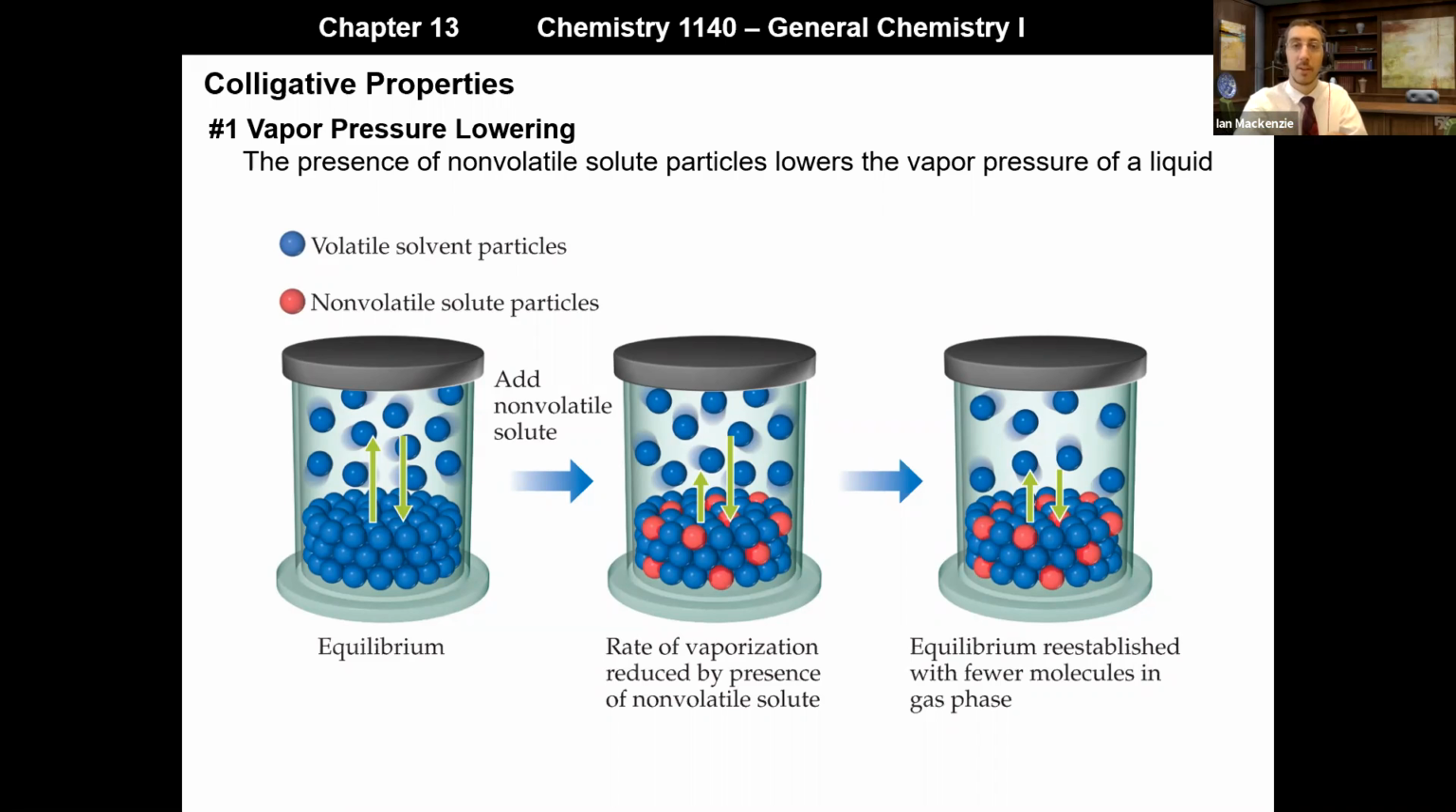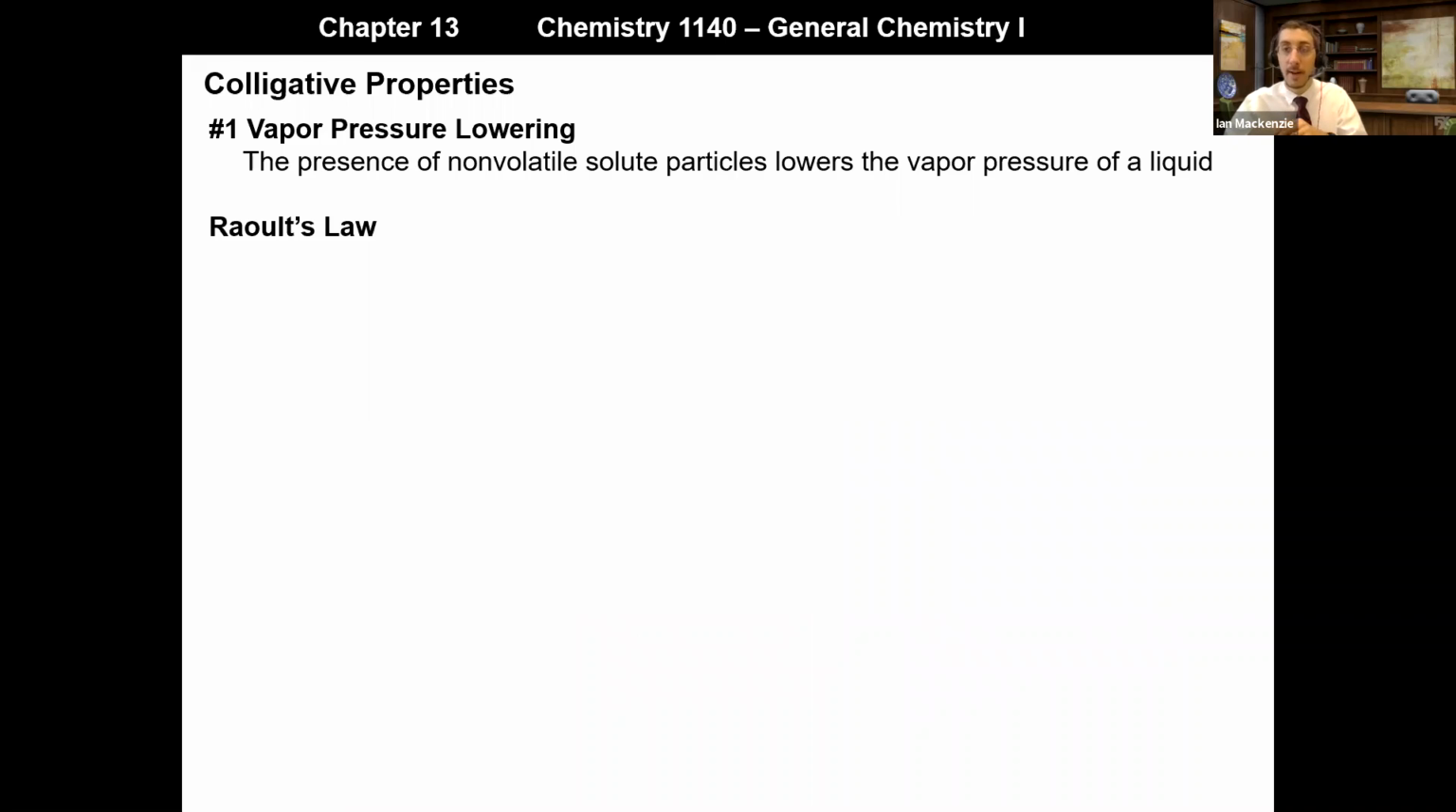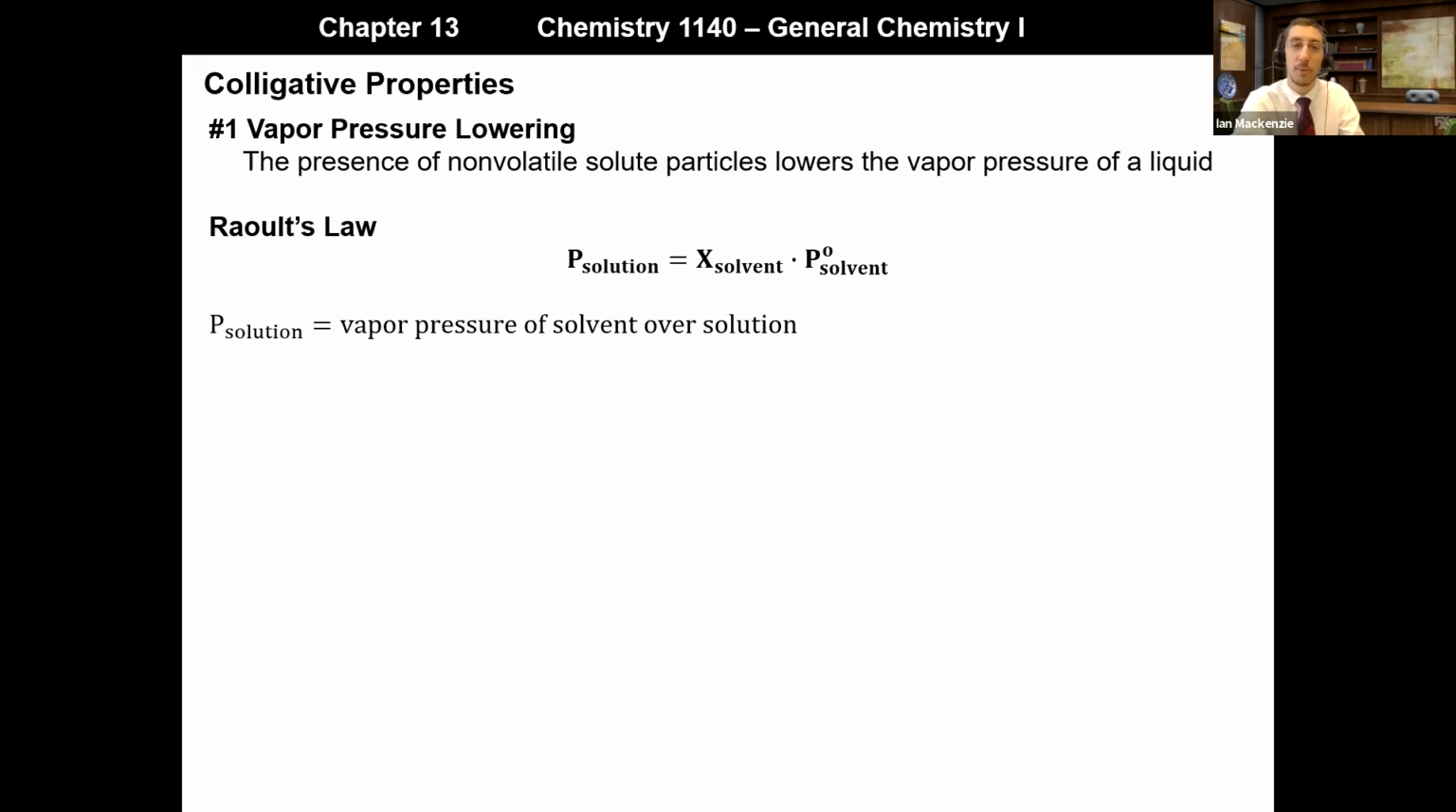And we can actually quantify this effect in something known as Raoult's law. Now, Raoult's law is written in this way, where we have the pressure of a solution. So this is the partial pressure above a solution that contains solute and solvent, and it is equal to the mole fraction of the solvent times the partial pressure of the solvent if there were no solute present. So P solution is the vapor pressure of the solvent over the solution.